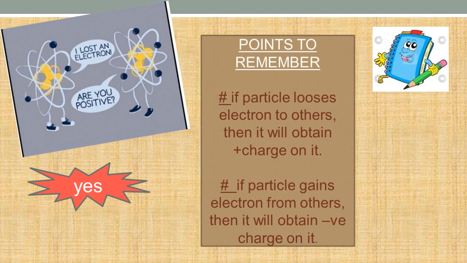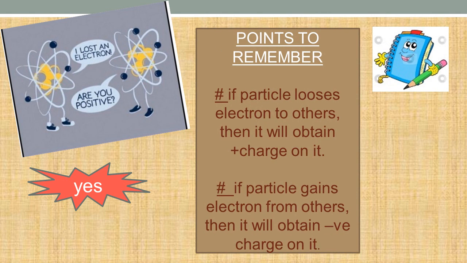So imagine if the silk cloth asks the glass rod, are you positive? What will be the answer of the glass rod? Yes, I am positive because I lost an electron to you. So we can conclude that if a particle loses electrons to another, it will obtain a positive charge, and if a particle gains electrons from another, it will obtain a negative charge.